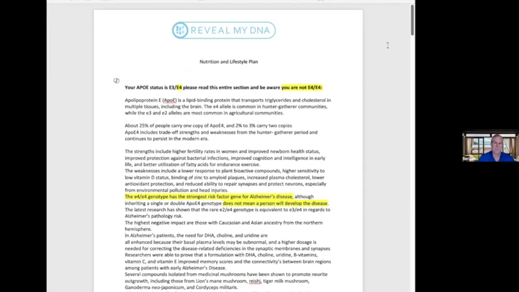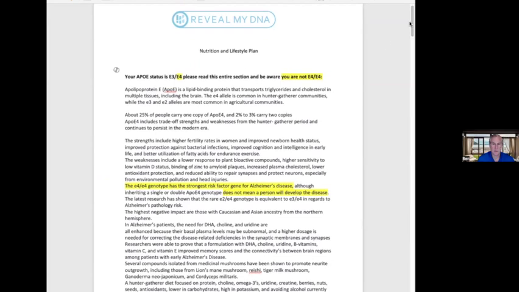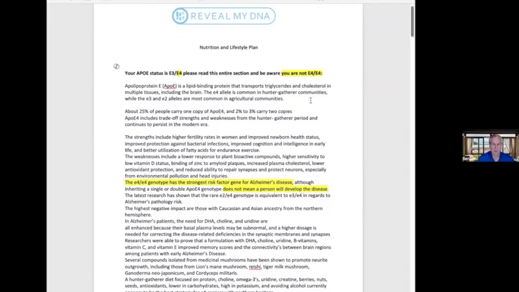We have something here where you can request from any of us at Reveal My DNA. And it's just a template of a nutrition and lifestyle plan. So what is this? This is the information taken from the test that is high priority. So remember this person, now this is a different patient. And this person had an E3, E4. I say, please read this entire section.